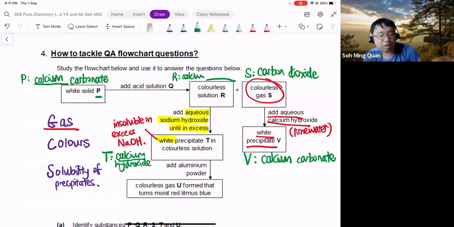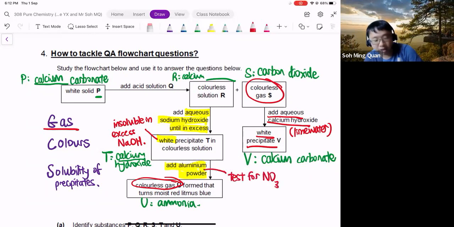So finally, we look at the next gas. I missed out one gas, I'm sorry, just now. There was gas U. This is ammonia gas, right? Gas U is ammonia gas because it turns moist red litmus paper blue. Now, very important, add aluminium powder is a test for nitrate. When you add it in, it's used to test for nitrate and you get ammonia gas formed. This means that immediately you know that R is calcium nitrate. And there it is. I've scored almost full marks.